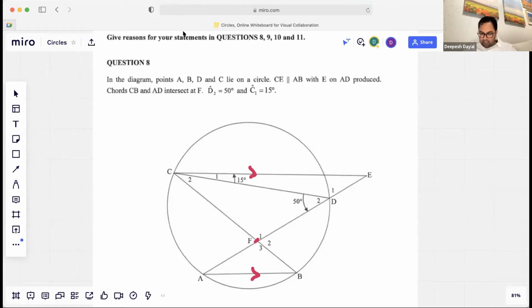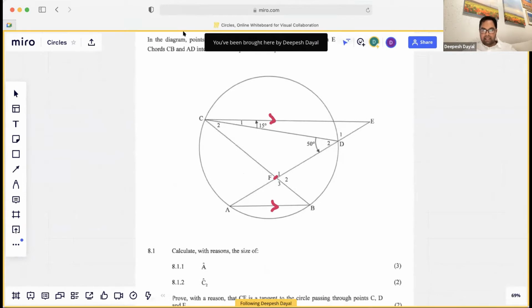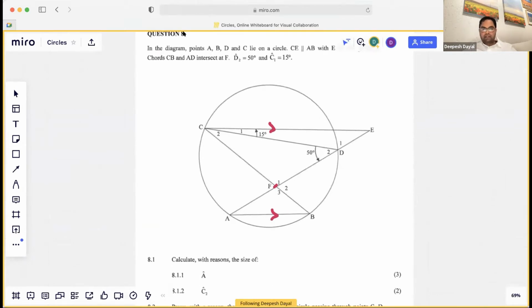Let's look at the questions. Calculate the size of A1 and C2. So first A, then C2. Who wants to give it a go? Let's find A and then C2, right? You can just type in the chat with reasons what your answers are, right? A and C2, if I mark the angles, A will be here.